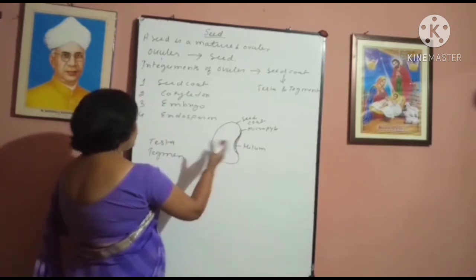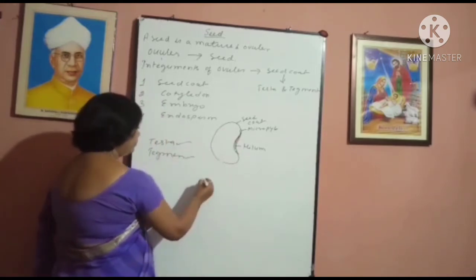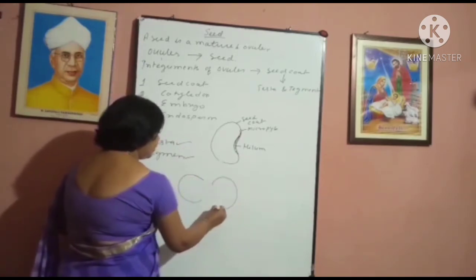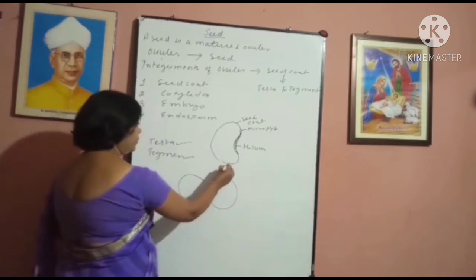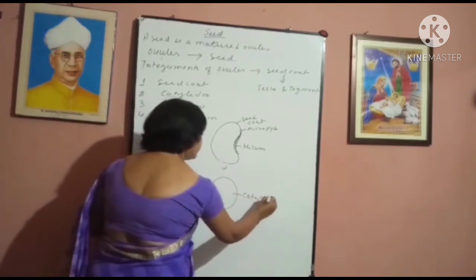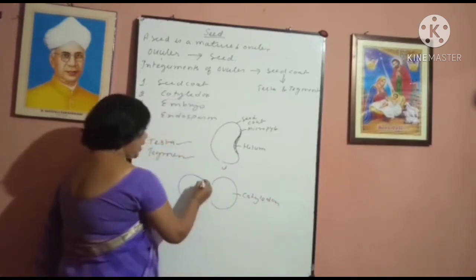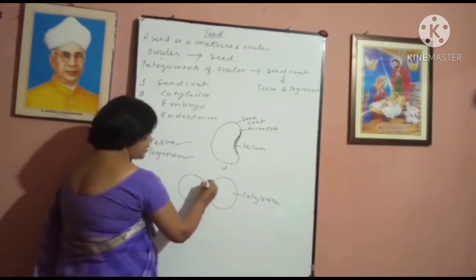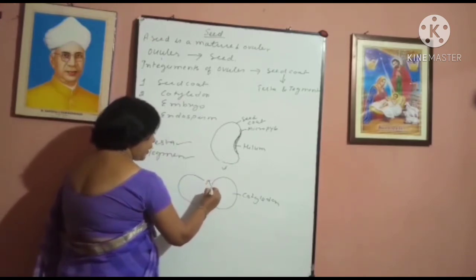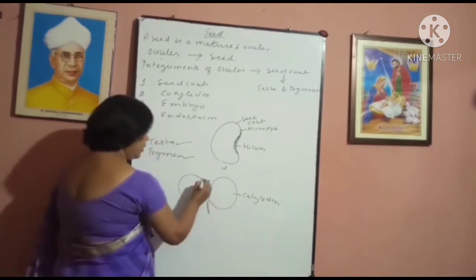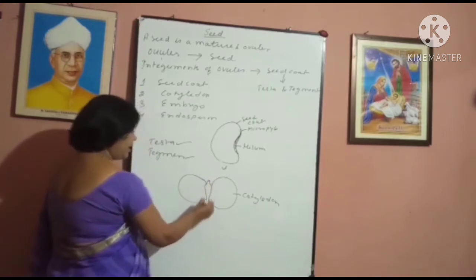When we remove the testa and tegmen, then we observe the two cotyledons in the bean seed. And between the both cotyledons, a small axis is present, and this axis is the embryo.